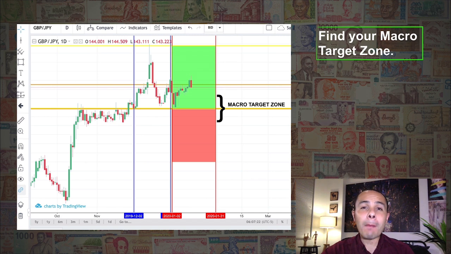Now find your macro target zone. This is going to be directly connected with your previous month high and low.